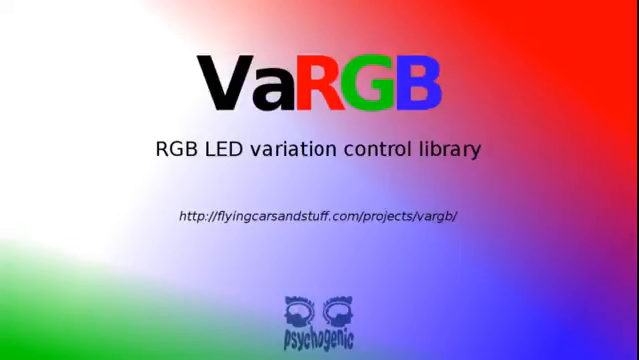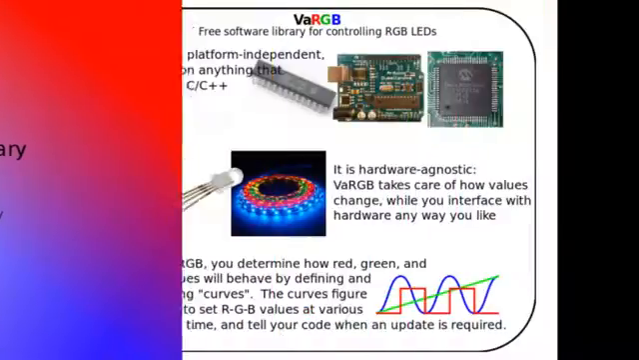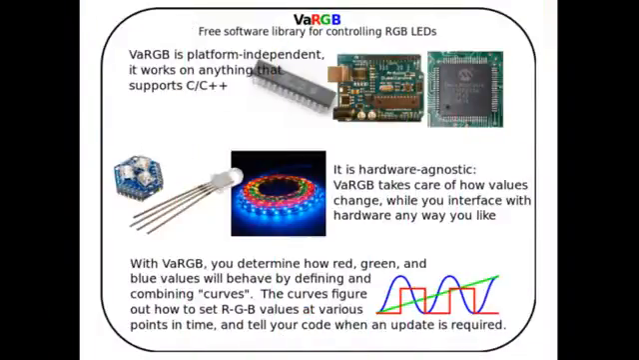Hi, this is a presentation and demonstration of VaRGB, a free software RGB illumination control library that allows you to easily control settings, transitions, and behavior of RGB values with time. VaRGB is designed for use on microcontrollers, but it's written in standard C++ and doesn't include anything platform specific, meaning it should run on anything, including desktops, Raspberry Pi, AVRs, Arduino, or any target you can compile C++ for.